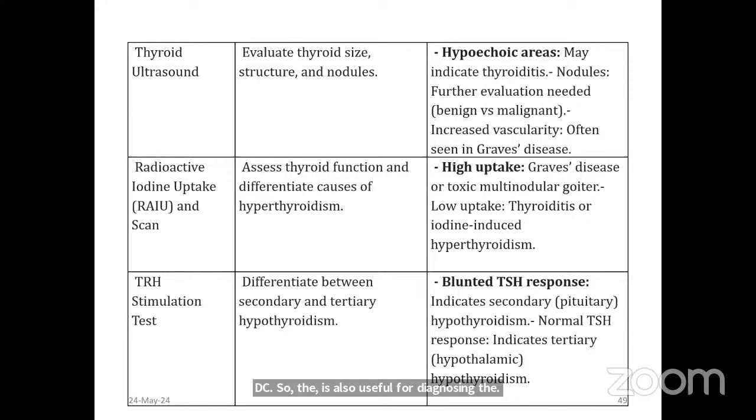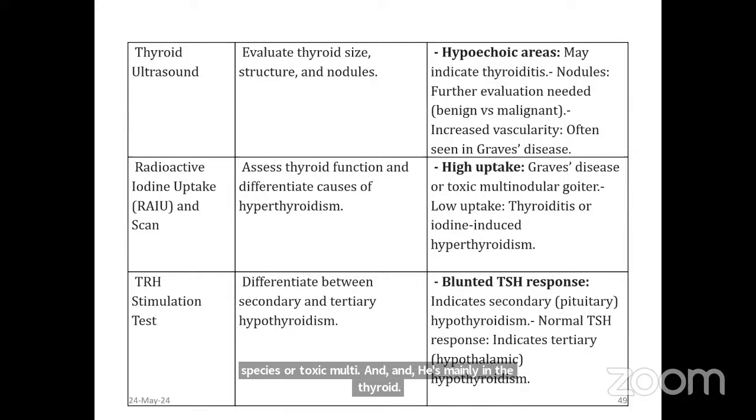Radioactive iodine uptake and scanning is used for the assessment of thyroid function and to differentiate various causes of hyperthyroidism. So, high uptake of radioactive iodine is mainly seen in Graves disease or toxic multinodular goiter, and low uptake is mainly seen in thyroiditis or iodine-induced hyperthyroidism.